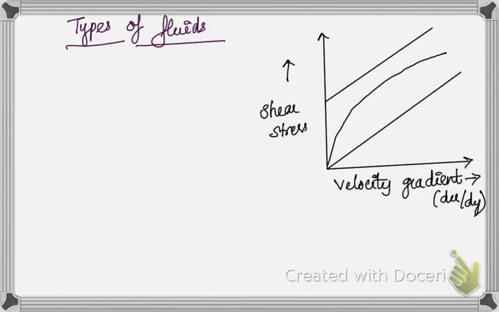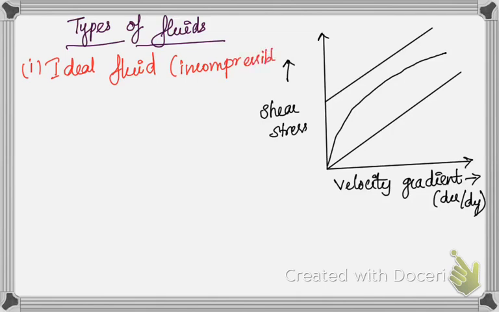Today we are going to see about the different types of fluid. So the first type is your ideal fluid. Any fluid which is incompressible in nature and has no viscosity is known as an ideal fluid, and generally these types of fluids do not exist at all, so it is an imaginary fluid.